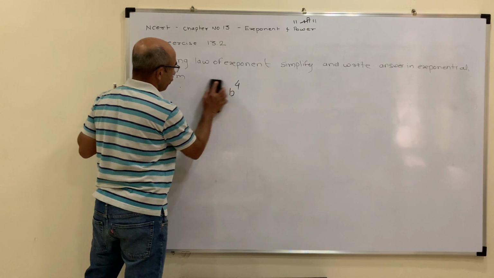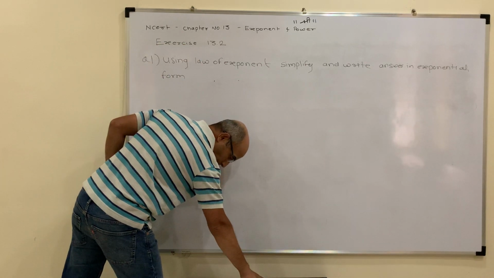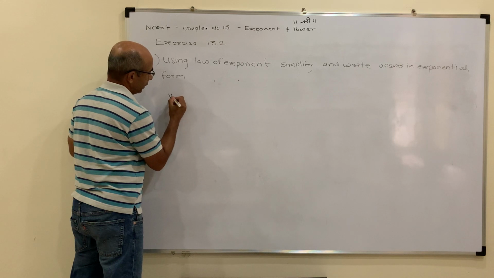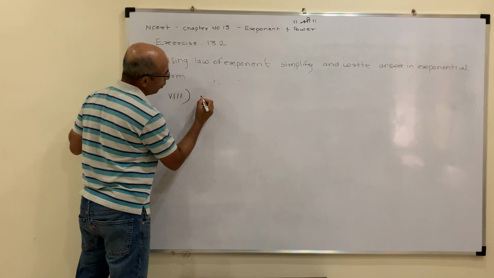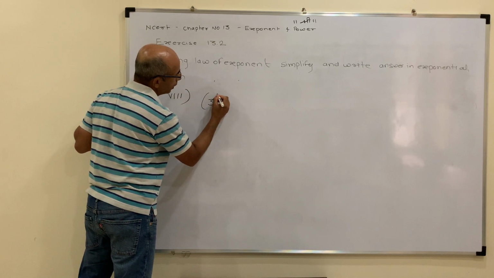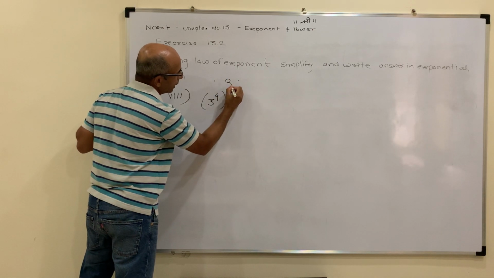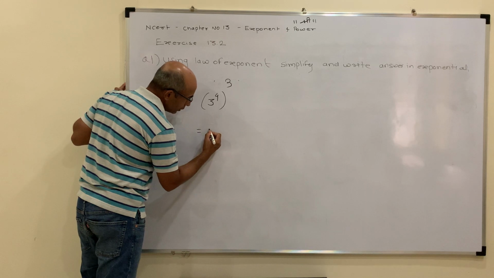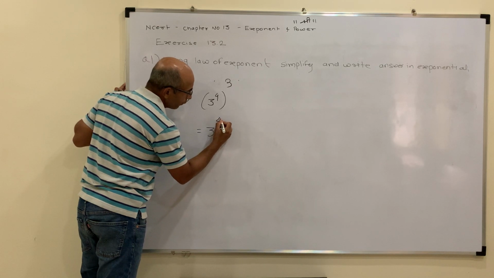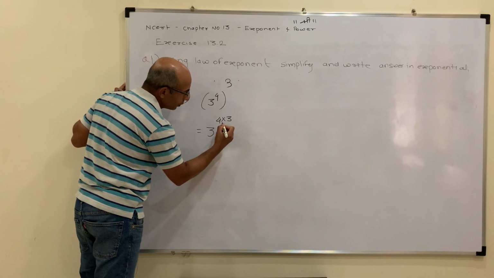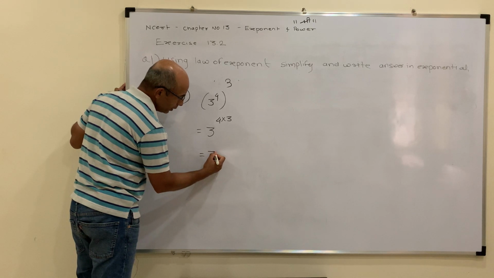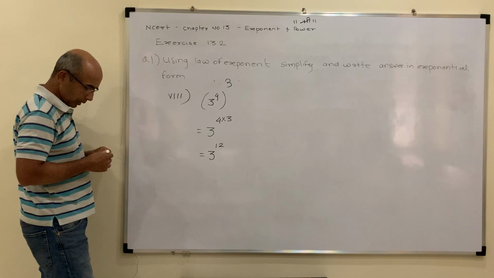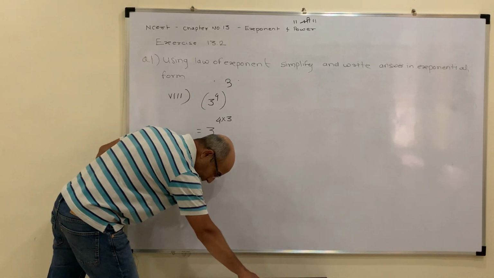3 raised to 4, raised to 3. Here I will be applying the rule of power to power. So 3 raised to 4 into 3, that is equal to 3 raised to 12. Now I will move on to the ninth one.